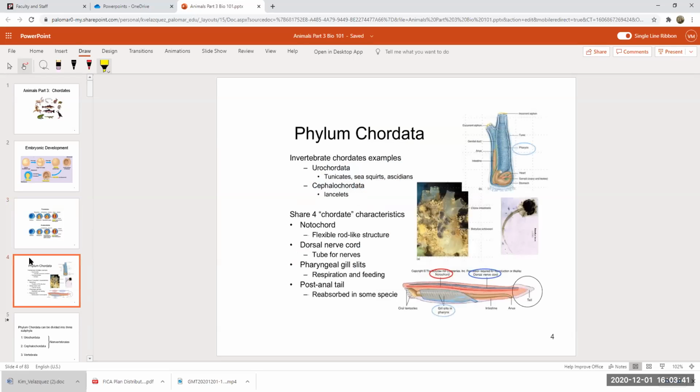So phylum Chordata has some characteristics that unite the phylum, even though there are two subphyla that seem pretty different from us. The 4 chordate characteristics are notochord, which is seen here in red. It's this red rod running down the back of this animal. That's the notochord.